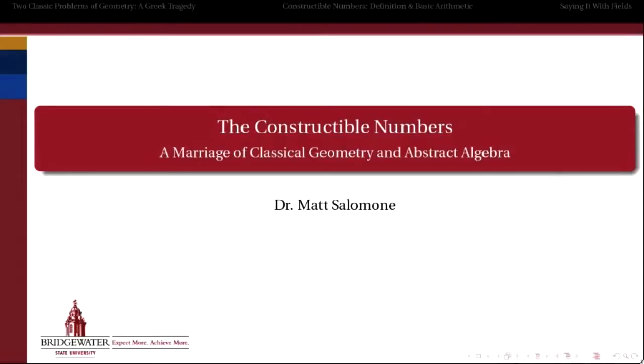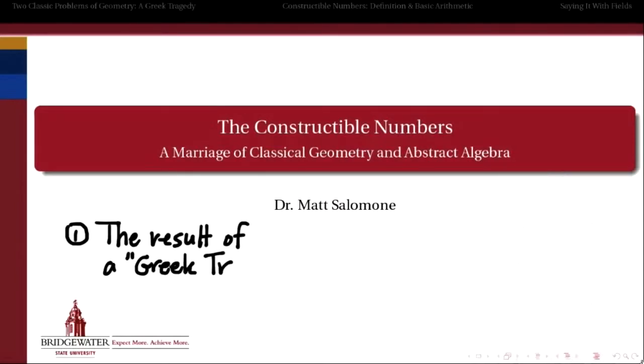It turns out that those numbers, which we call the constructible numbers, form a field, and that field has a lot to teach us about the structure of fields in general, in particular, fields that contain the rational numbers as a subfield. So our objectives are, first of all, to get a working definition of what the constructible numbers are by starting with what I call a Greek tragedy, starting with one of the classic questions in all of mathematics and geometry, and seeing how it was kind of answerable by the Greeks, but then not really.